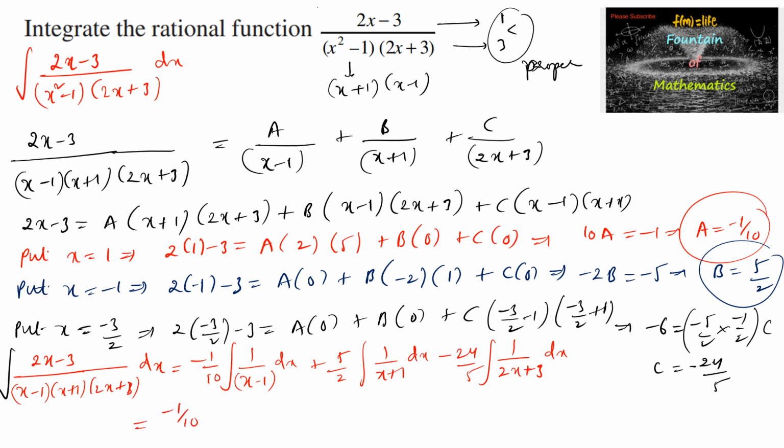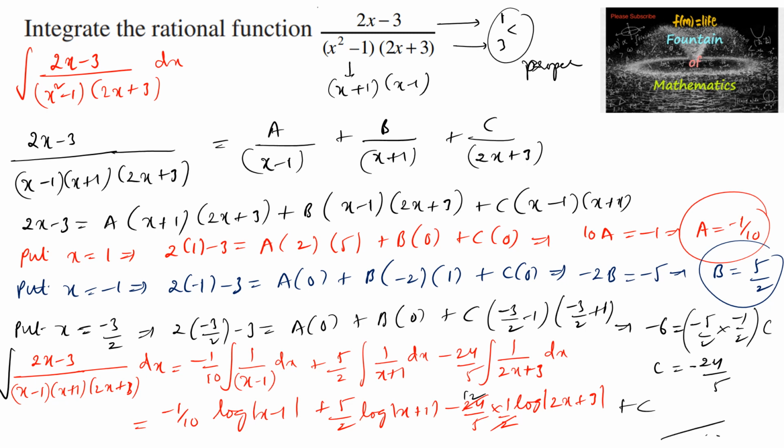which is equal to minus 1 by 10 log mod of x minus 1 plus 5 by 2 times log mod of x plus 1, and here minus 24 by 5 into log mod of 2x plus 3. Since the coefficient of x is 2, it should be divided with 2. So this is 12 upon 5. Plus c is the answer. That is minus 1 by 10 log mod of x minus 1 plus 5 by 2 log mod of x plus 1 minus 12 by 5 times log mod of 2x plus 3 plus c.